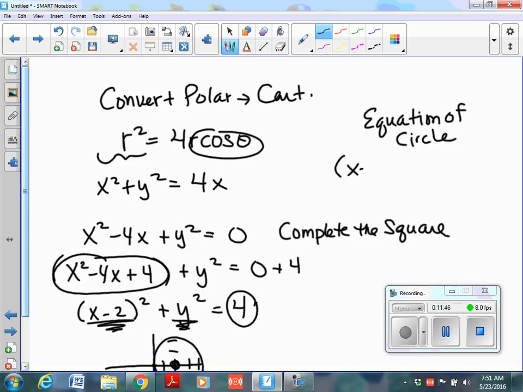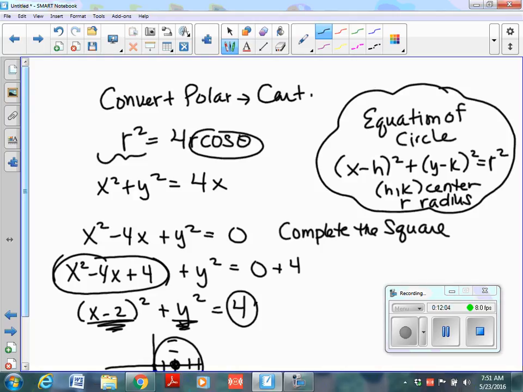(x minus h) squared plus (y minus k) squared equals r squared. h and k stand for the center of the circle, and r stands for the radius. If you remember this, I hope you do.